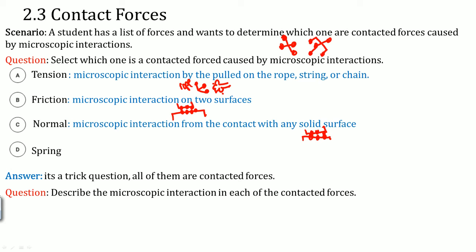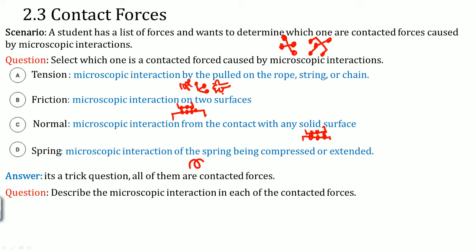Then lastly, the spring. This is caused from the compression or extension of the spring. So here's the spring. Think about the spring having some molecules, and it touches a block that has more molecules on it. So notice all of these, you want to think about it: chain, surface, surface, the spring. These are all solids when it comes to the type of matter.